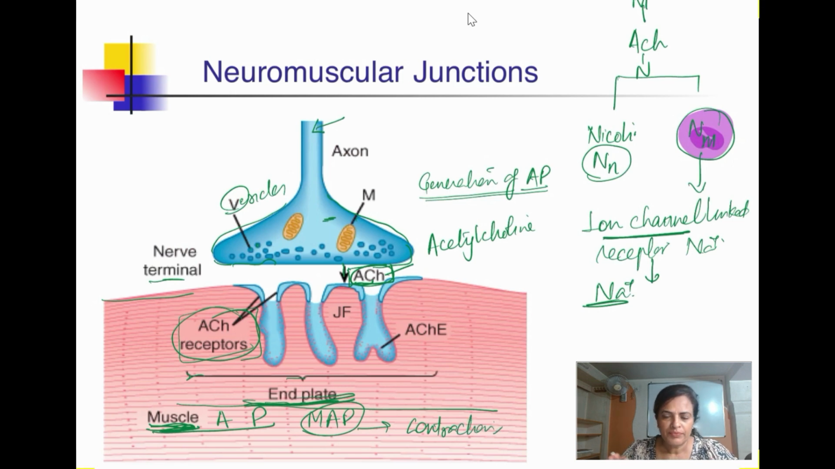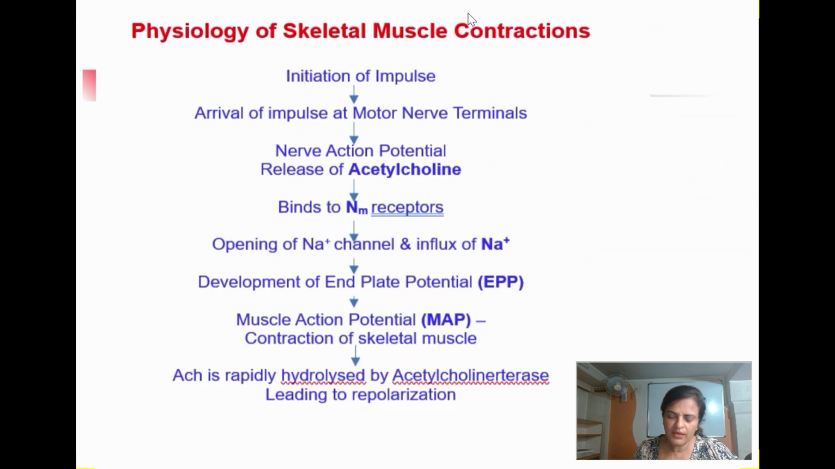So how the normal contraction happens, you can see the same thing here. There is initiation of the impulse, right? Then the impulse is going to reach the motor nerve terminal. Then a nerve action potential is generated, which causes the release of acetylcholine that is going to bind with the nicotinic receptor. Once it binds with the nicotinic receptor, which is an ion channel linked receptor, there will be opening of this sodium channel and influx of sodium, and this leads to the development of end plate potential, leading to muscle action potential and contraction of the skeletal muscle.